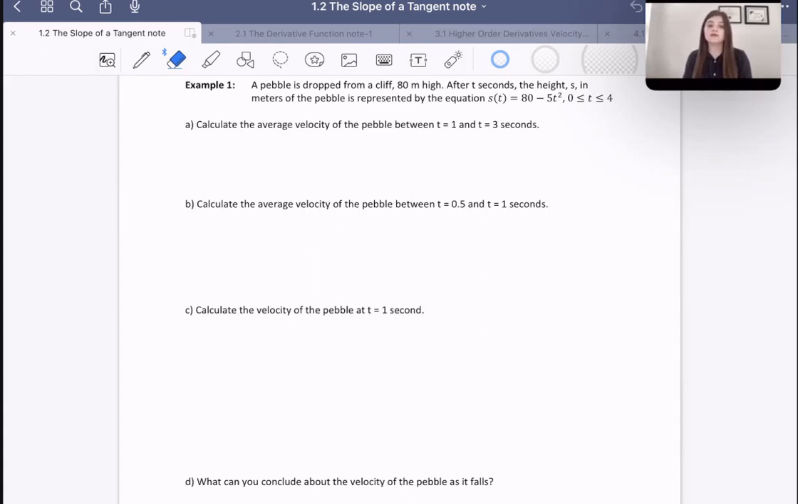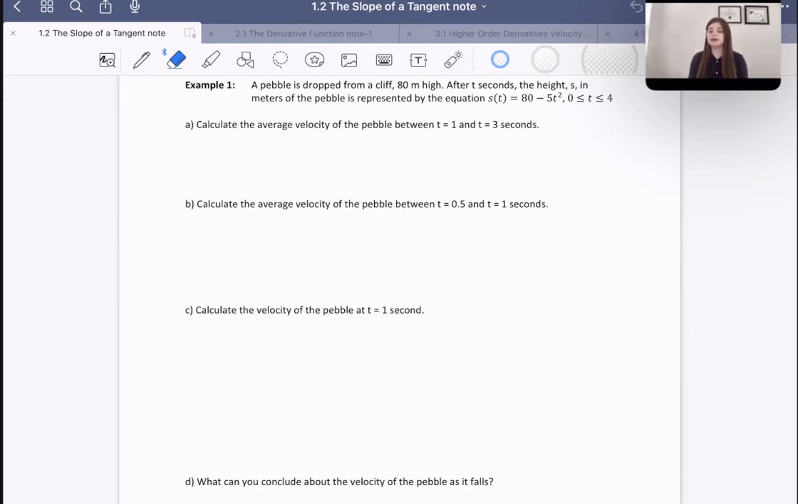And we also have our instantaneous velocity or instantaneous rate of change, which has to do with the slope of the tangent line. The slope of the tangent line shows us what the rate of change is at that particular point.